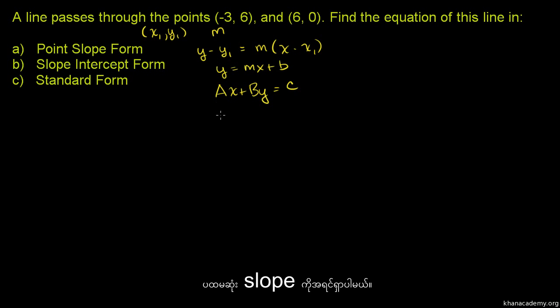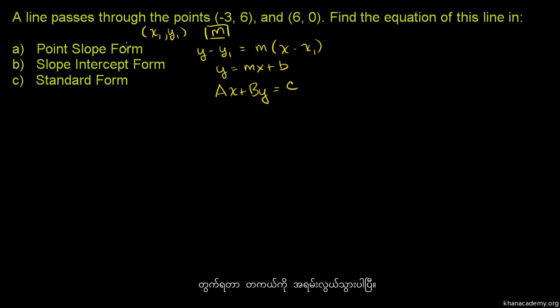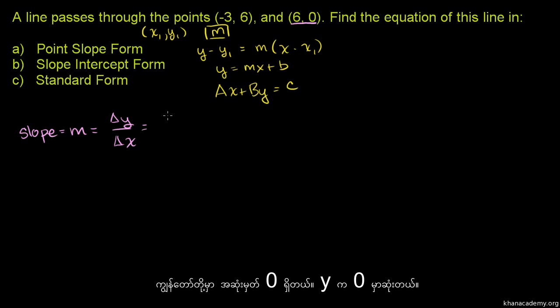The first thing we want to do is figure out the slope. Once we figure out the slope, then point slope form is very straightforward to calculate. Just to remind ourselves, slope, which is equal to m, is equal to the change in y over the change in x. Now, what is the change in y? If we imagine that we're going from here to that point, we have our endpoint, which is 0.